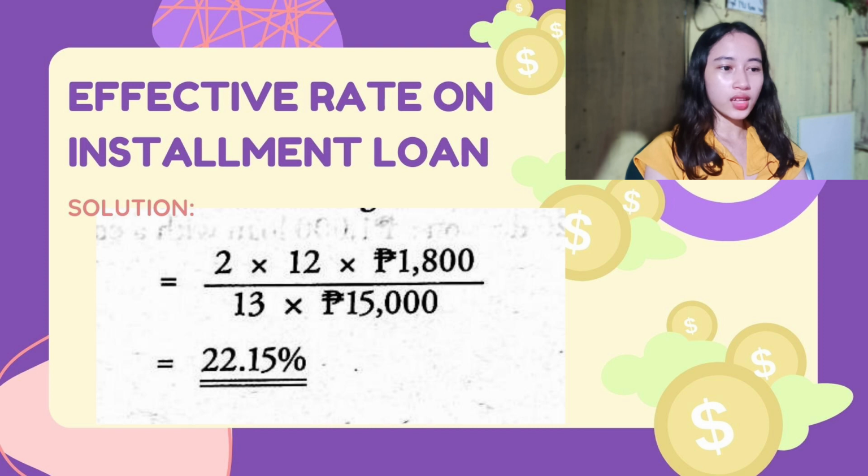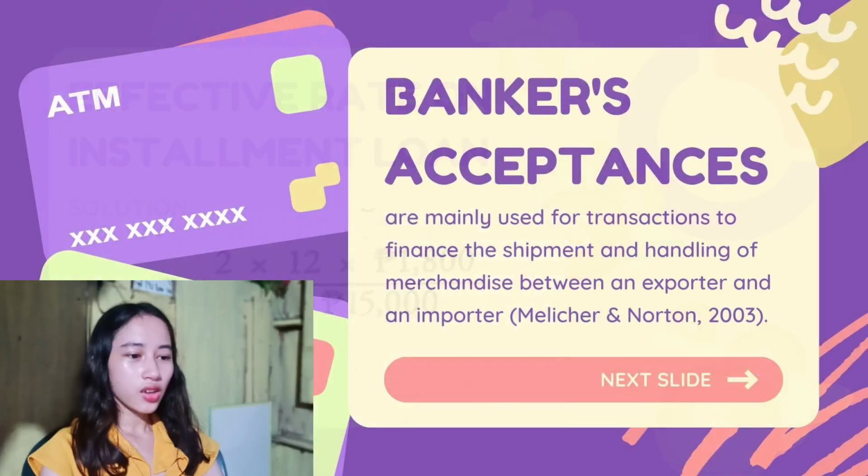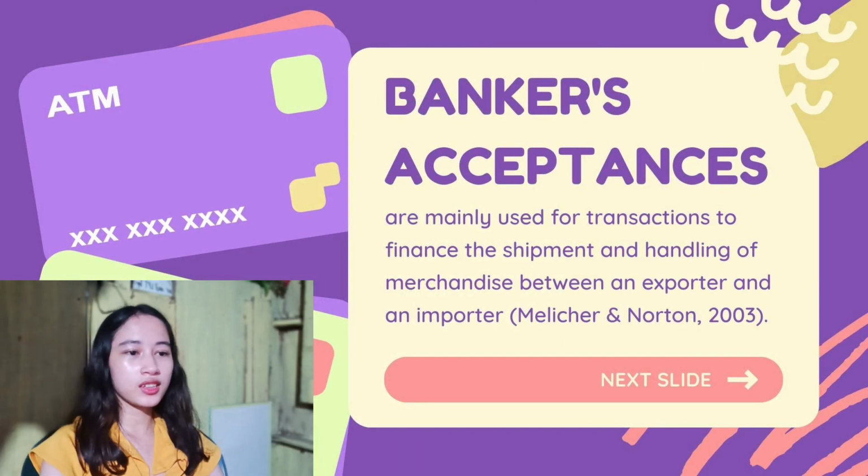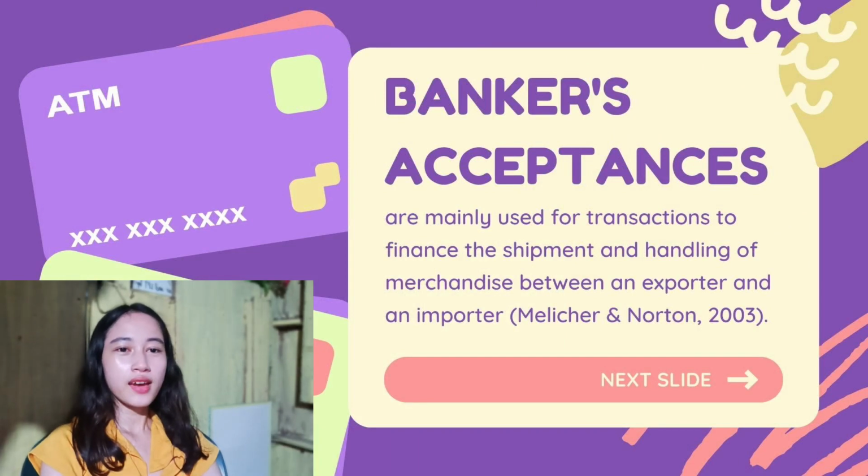So to get that: 2 times 12 times 1,800, divided by 13 times 15,000. My bad. That is equal to 22.15%, and that is our effective rate on the installment loan. So remember the formula for the effective rate. Okay, noted. Our next topic is what we call bankers acceptance.